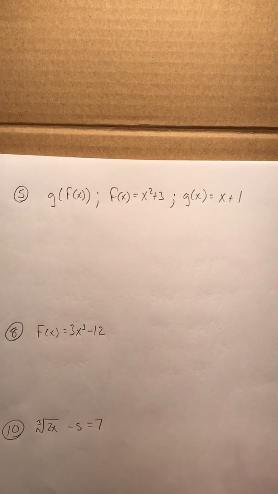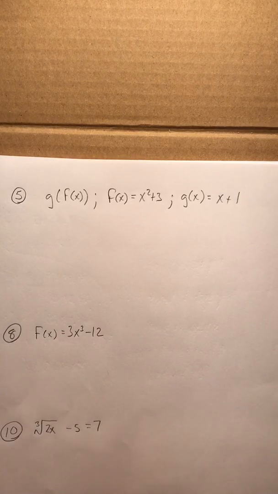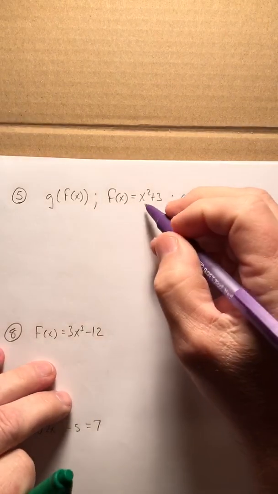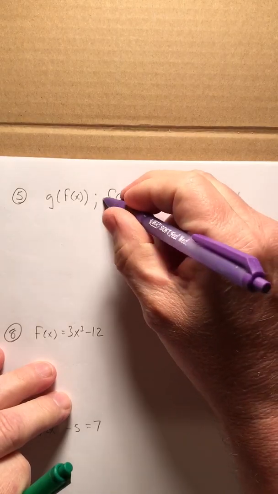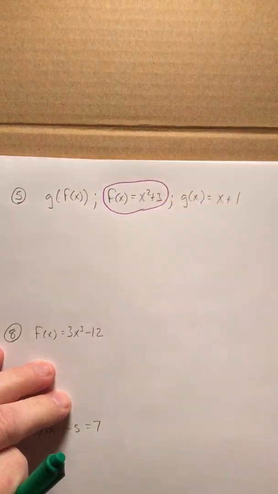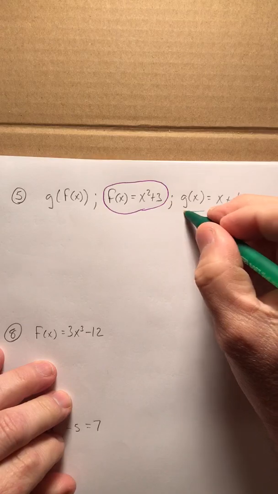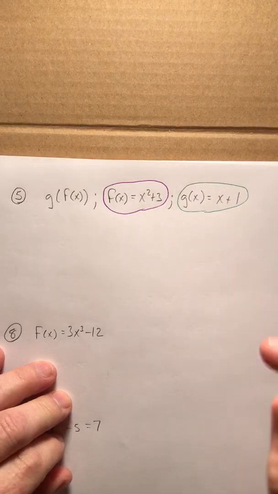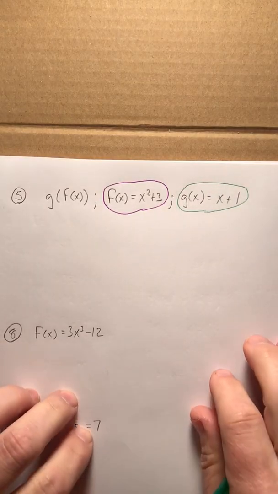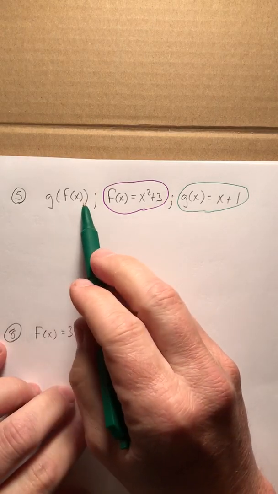Okay, so here are those problems that you requested, and again, I'm going to color code them just so you can see what's going on. So for number 5, the f of x function, I'm going to use purple for that, and the g of x function, I'm going to use green for that. All right, so number 5, we have g of f of x.